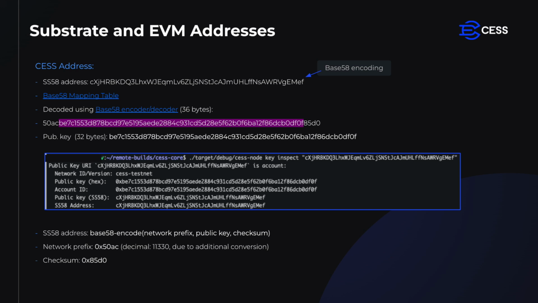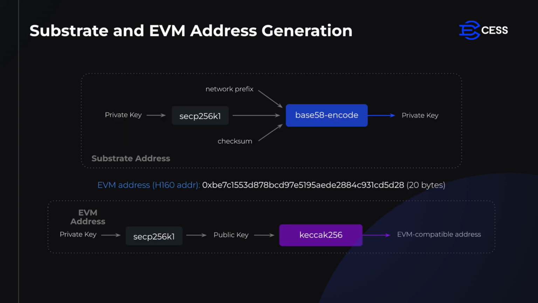For the SES testnet, the network prefix is 11330, which is 0x50AC. The prefix, public key, and checksum are concatenated and encoded into the SS58 address. The hexadecimal network prefix may undergo byte shifting for accurate representation. Substrate and EVM address generation.